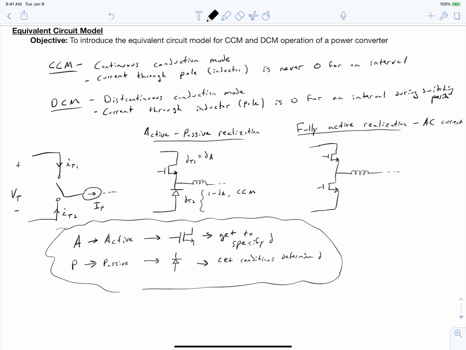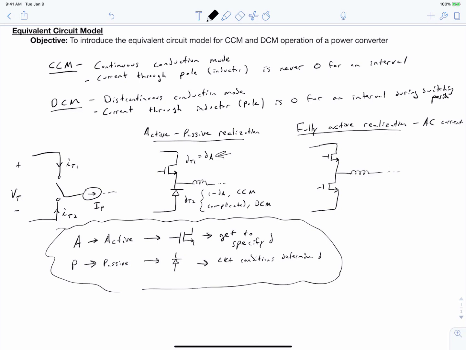And the point of this is that when our active switch is off and our inductor current decays to zero, if we have a passive device for the second throw, the passive device will stop conducting once the inductor current becomes zero. So this means that, well, we can control the active duty ratio, that is the duty ratio of our top device up here. Our bottom device's duty ratio becomes something else. We're just going to call it complicated right now for DCM.